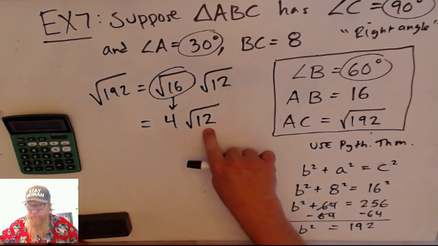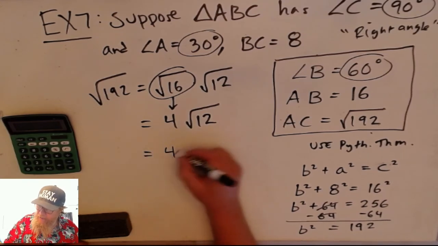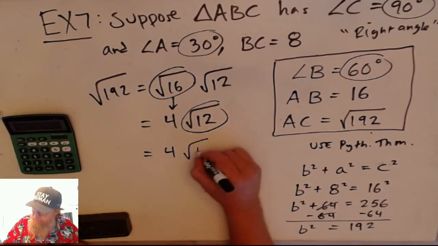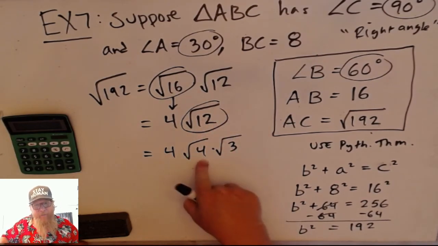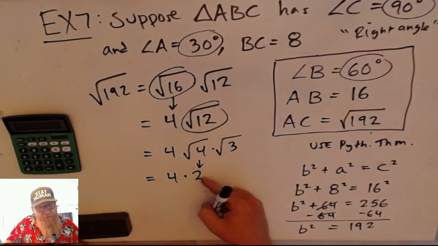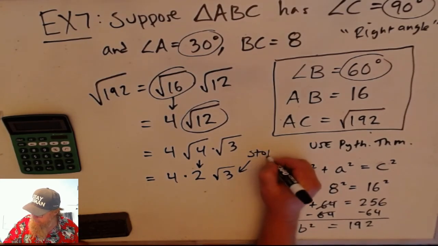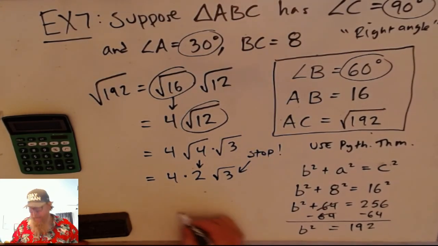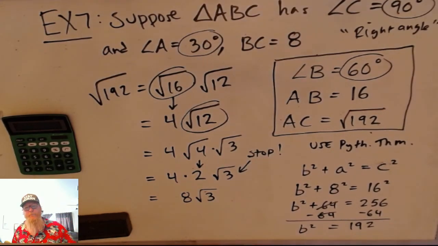Now 12, I probably would be okay if you left it, but this is my last example today, so I'm going to go a little further. 12 is actually 4 times 3. And 4 is again perfect. So 4 becomes 2. The square root of 4 is 2. 3 is where we have to stop. And then 4 times 2 is 8. Square root of 3.